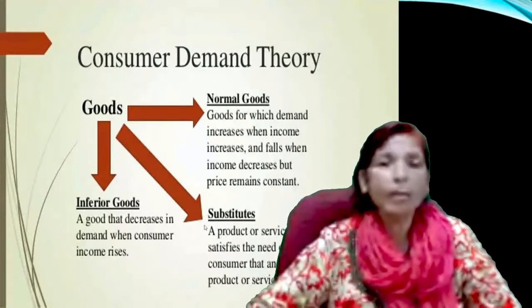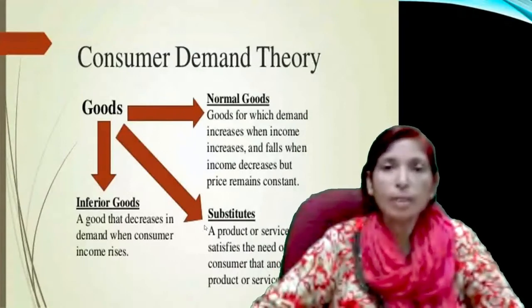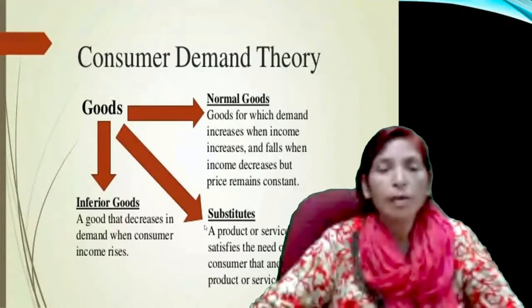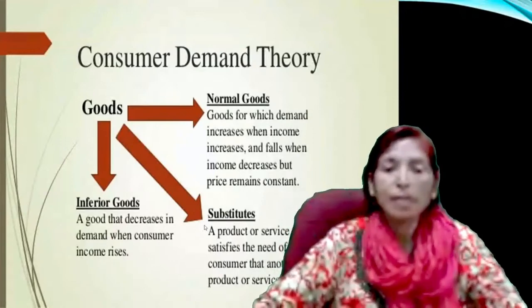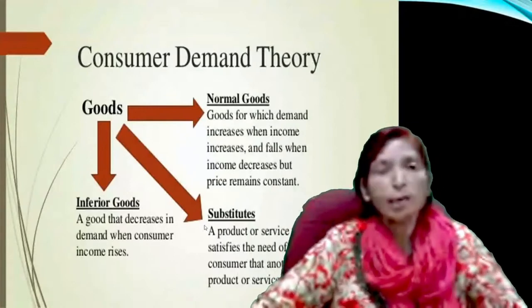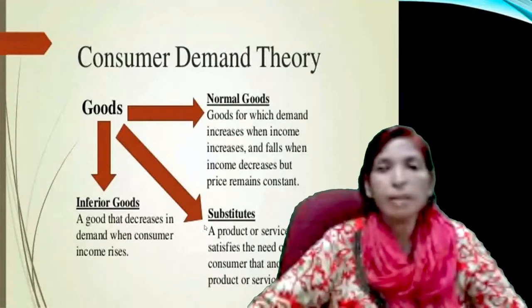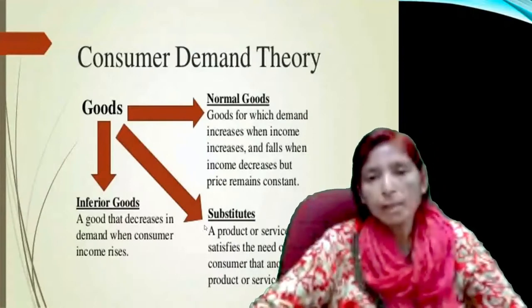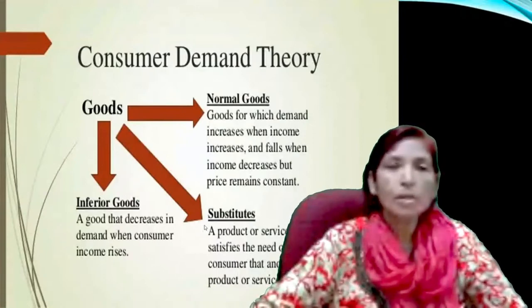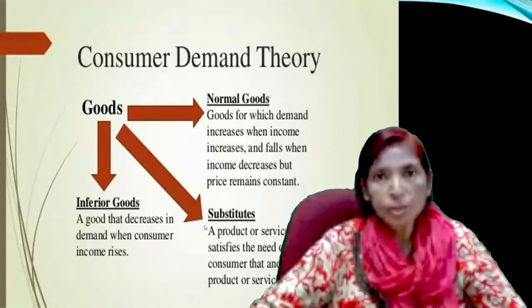So, consumer demand theory is related with demand for different types of goods like inferior goods, normal goods, and substitutable goods. The example of substitute goods is tea or coffee. Normal goods are like wheat, rice, bread, sugar, etc. All these are normal goods. And inferior goods are those goods which are lower in quality, like raw jute.